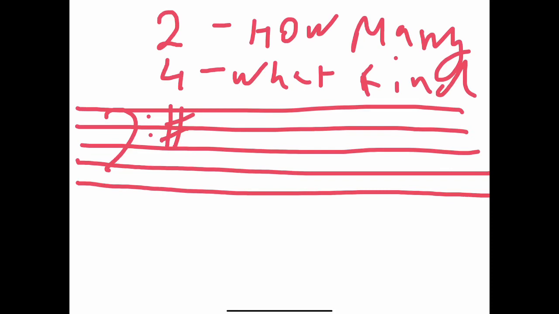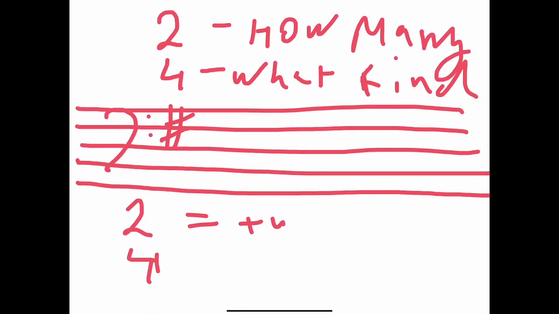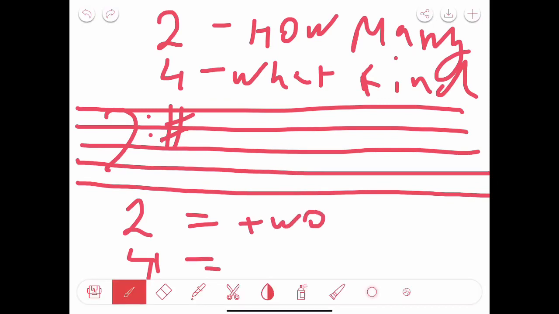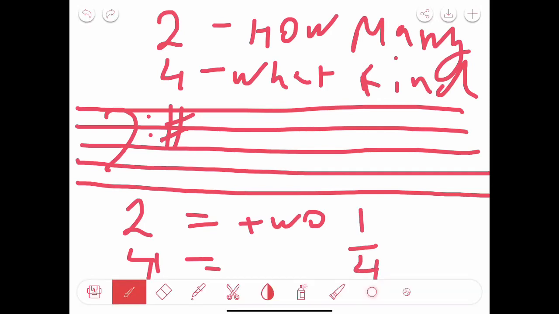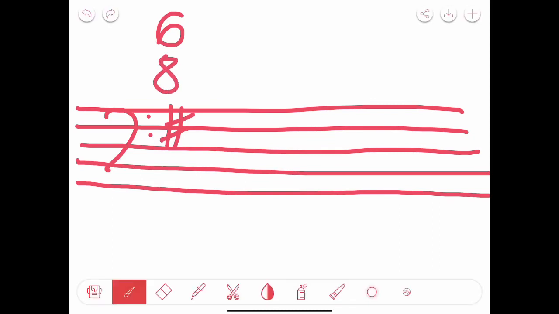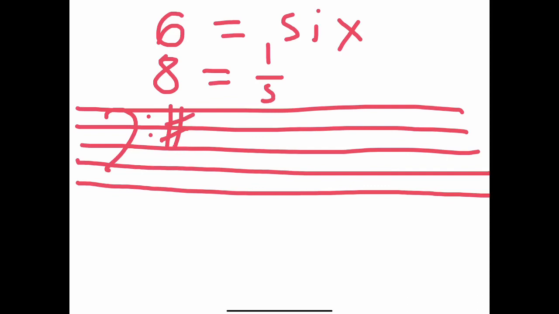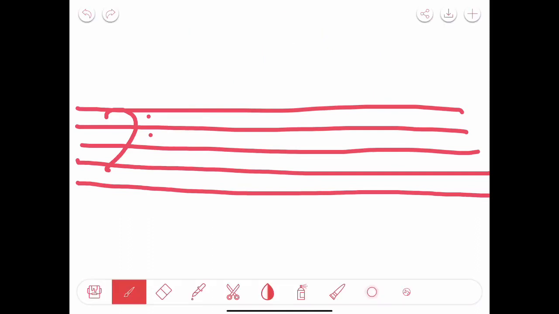Okay, so if you have a 2/4, that means you have 2, and the bottom translates as a fraction. Do you see that? 2 quarter notes. Let's write some compound rhythms. We have 6/8. That means that you have 6, and this translates as 1/8. So 6 eighth notes.